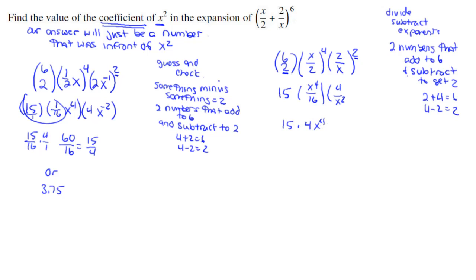And now all I've got to do is multiply things together and combine like terms, and simplify is what I'm looking for. So I get 60x to the 4th over 16x squared, which I'm going to reduce to 15 over 4, or 3.75.